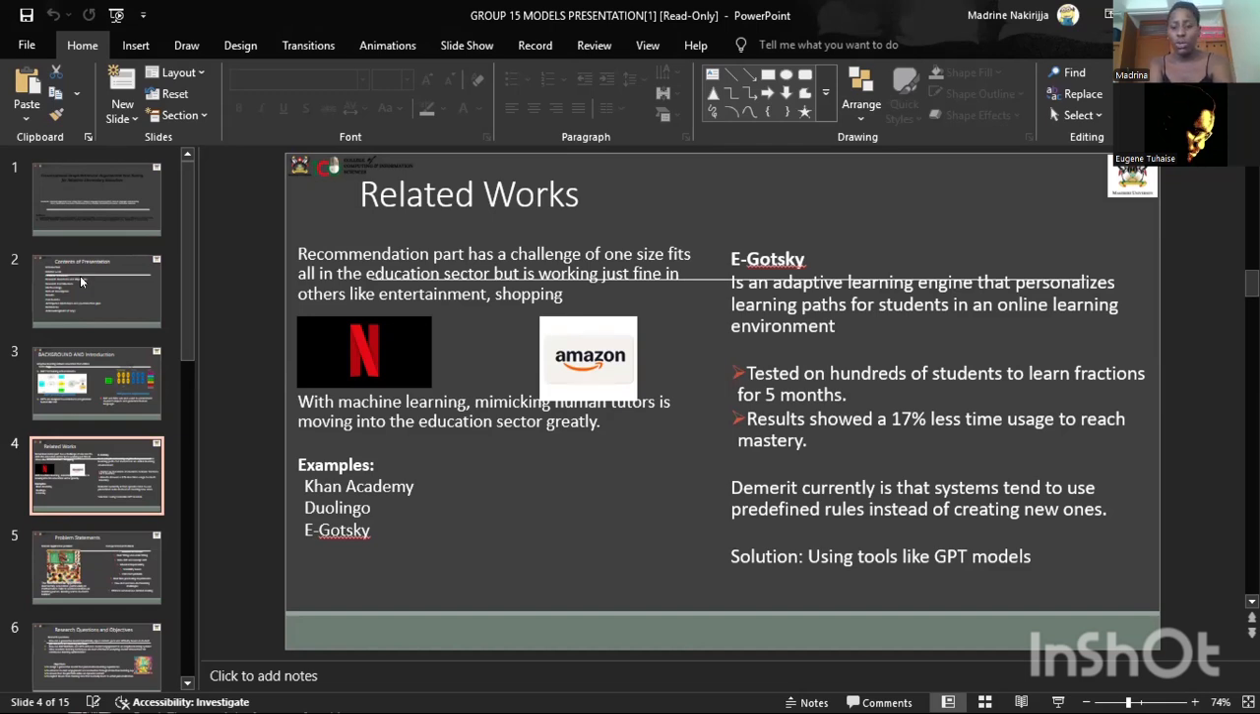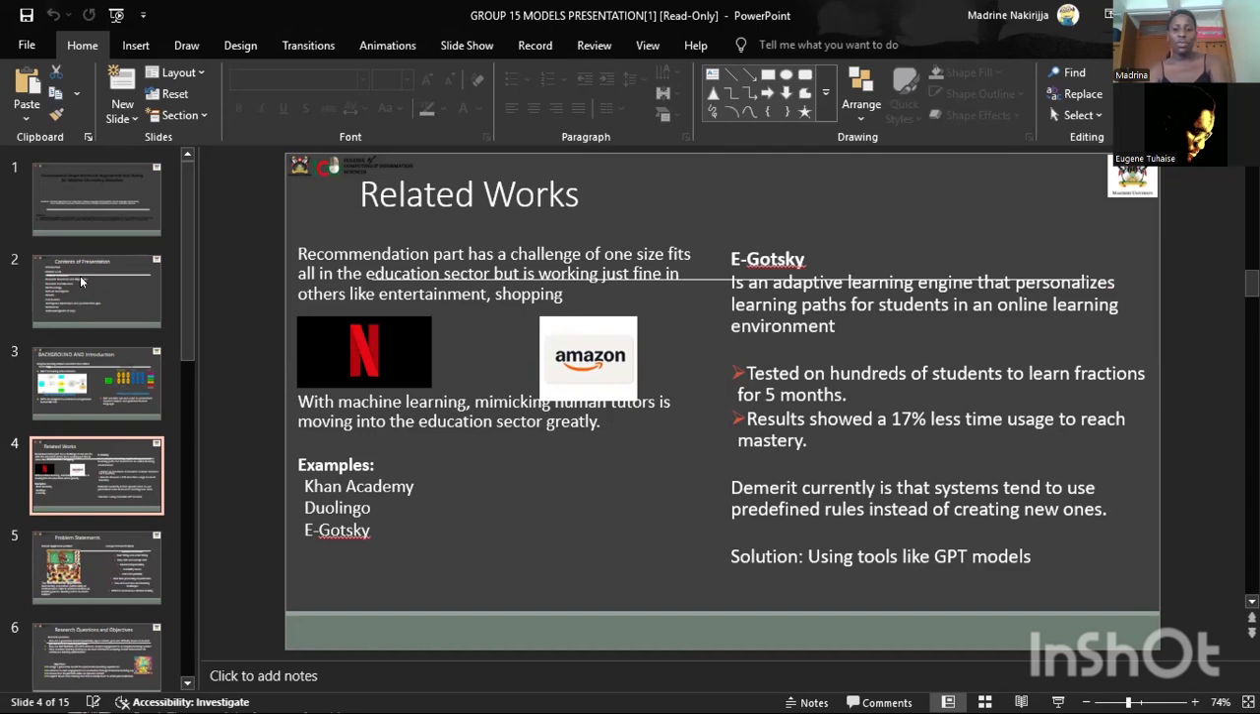But they have tried to work on this in the entertainment sector and also in the shopping sector. For example, Netflix and Amazon tend to give you what fits what you like. And the education sector is still lagging behind, but a few examples that have tried to incorporate it are Khan Academy, Duolingo, and an adaptive learning engine called eGotsky.